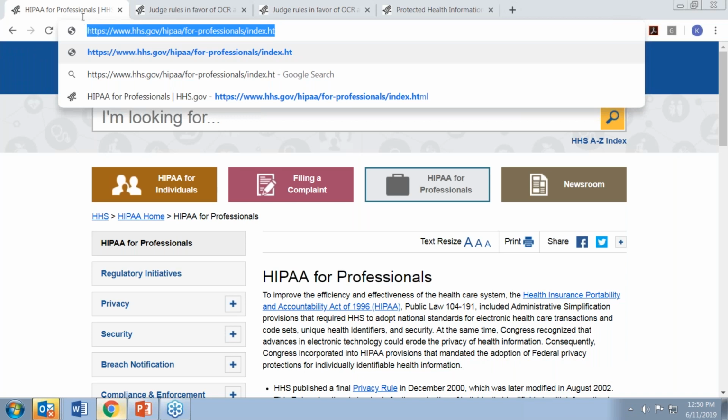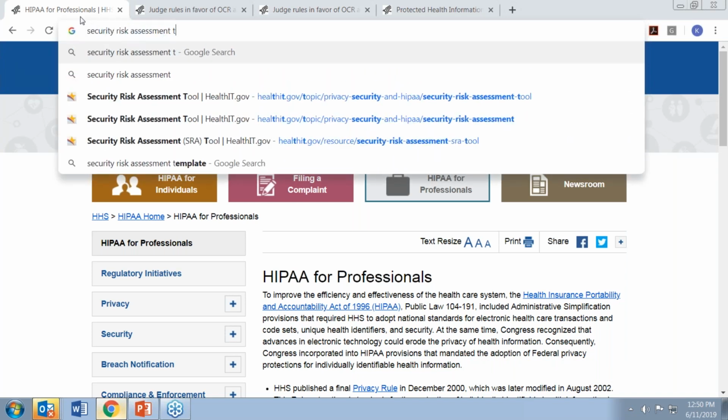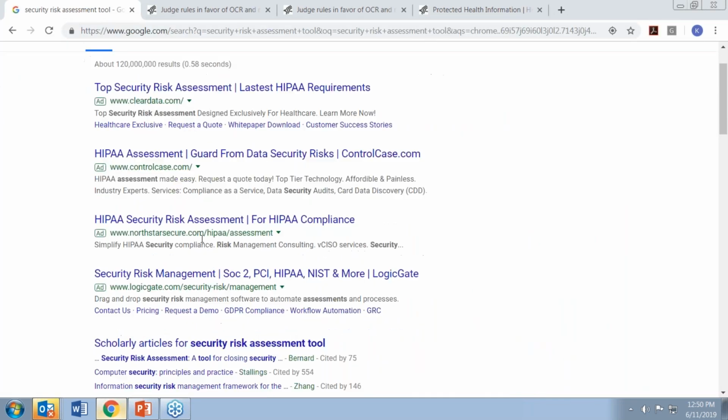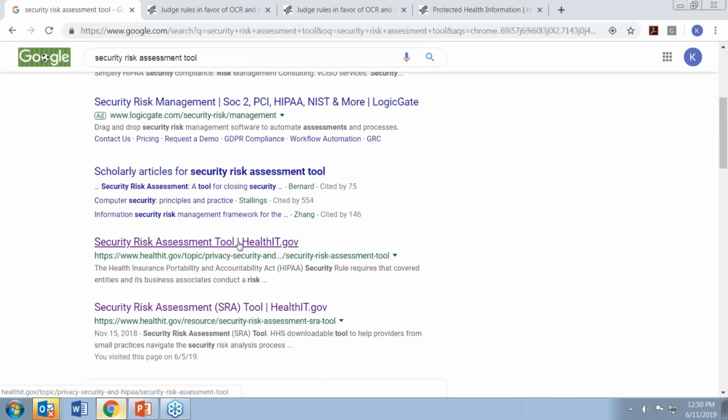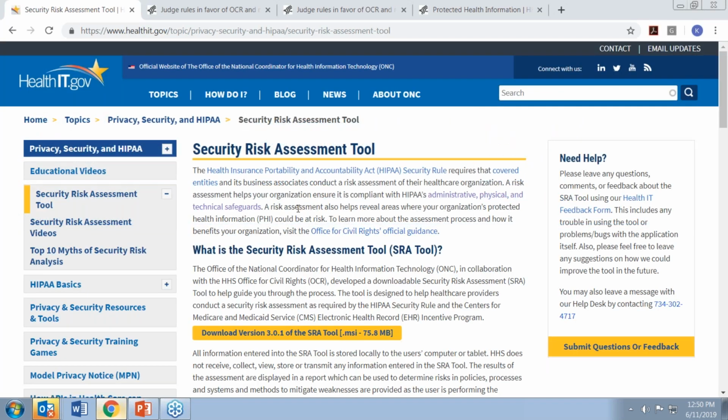But today's conversation, which I'll leave you on again, is the security risk assessment tool, which if you were to Google security risk assessment tool, it's the healthit.gov website.